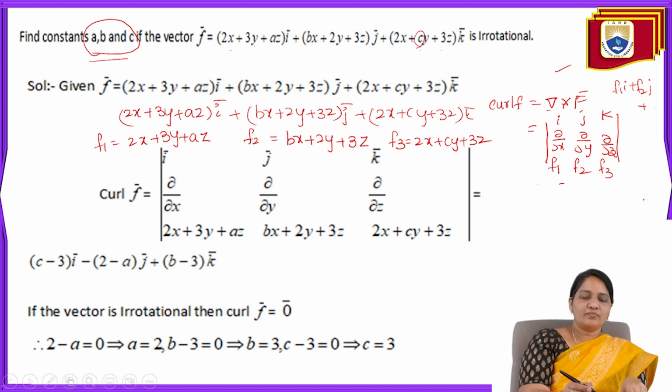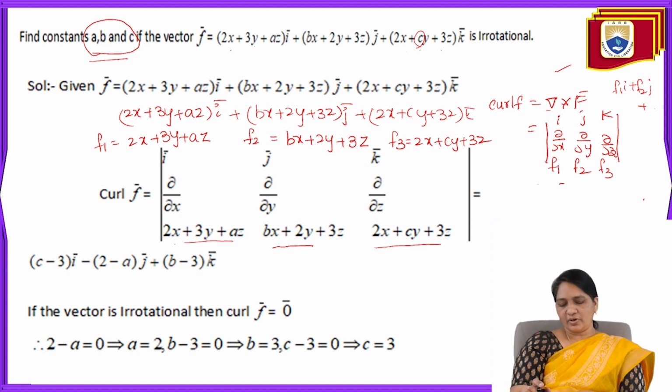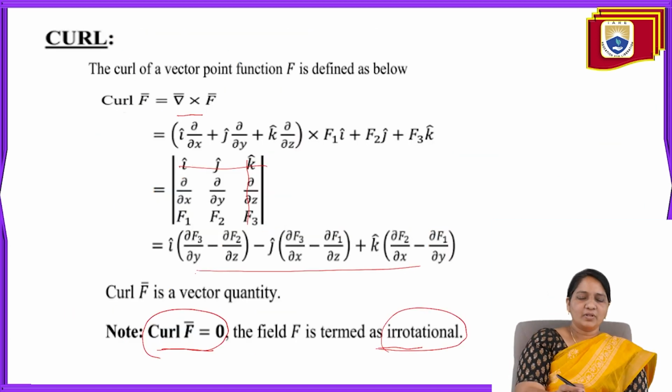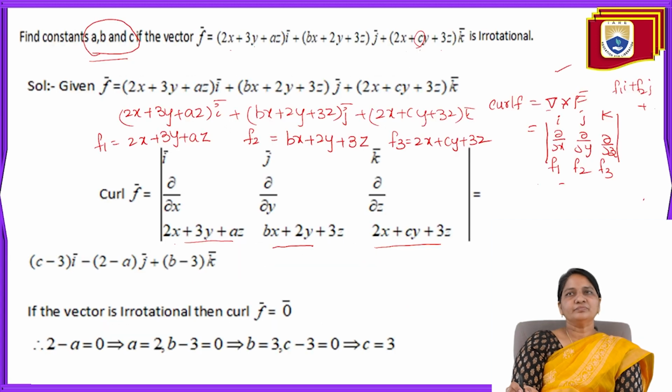So now what is the f1 value? 2x plus 3y plus az. Next, what is the f2 value? bx plus 2y plus 3z. What is the f3 value here? 2x plus cy plus 3z. So this is the way to represent it by using the given functions or given vectors. Now we are going to find it according to the formula I told you before. Here, by using this formula, we are going to calculate the curl f value.